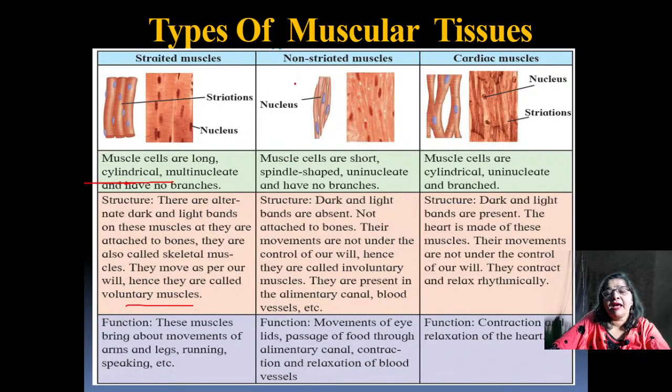The main function of these voluntary muscles, the striated muscles, is that they bring about movements of the arms and the legs, and they help in running.